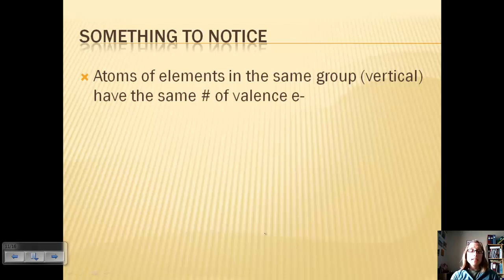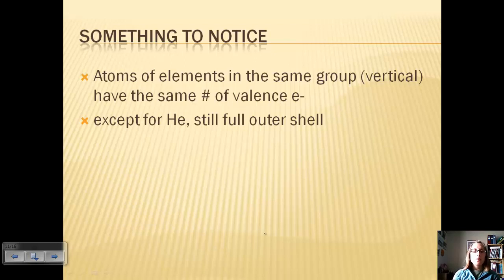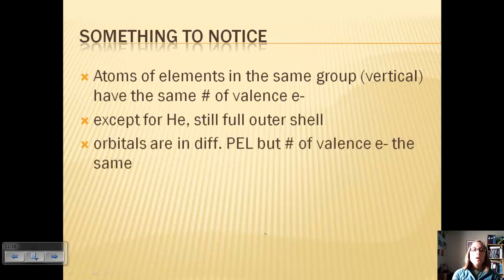Okay, something to notice, and this is how this relates to the periodic table. Atoms of elements in the same group, so the vertical organization, have the same number of valence electrons. Except for helium, but helium has a full outer shell of 2, and then the rest in its group have a full outer shell of 8. So that just depends on the number of orbitals. So it's still the same idea, maybe just not exactly the same number, unlike all the rest of the groups. Orbitals are in different principal energy levels, but the number of valence electrons is the same. Okay, so that number of those outside electrons is the same for everything in that vertical group.